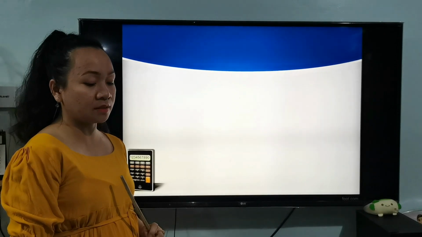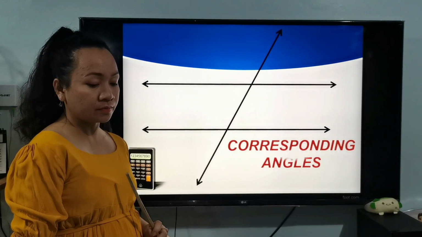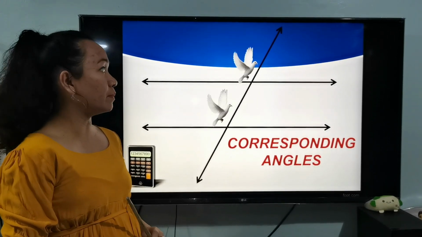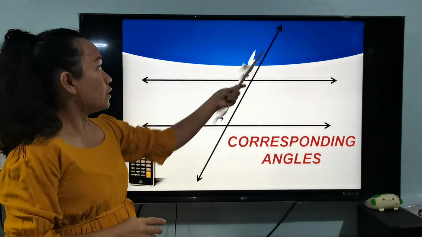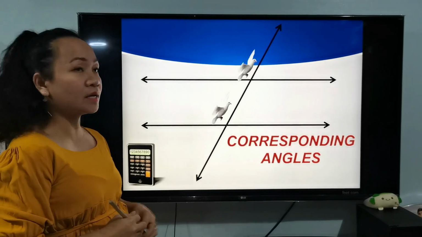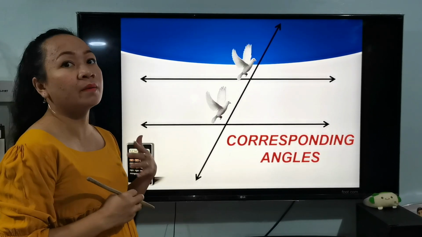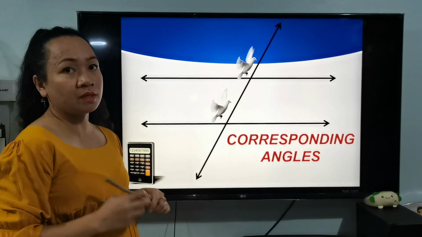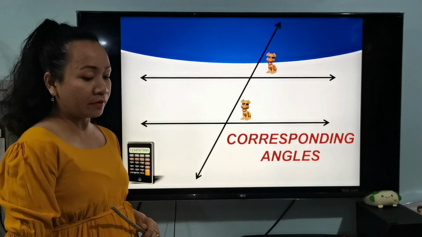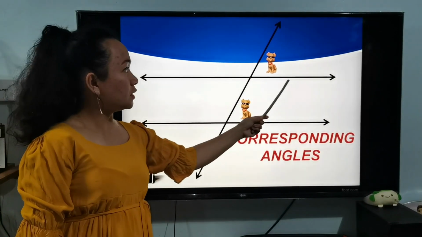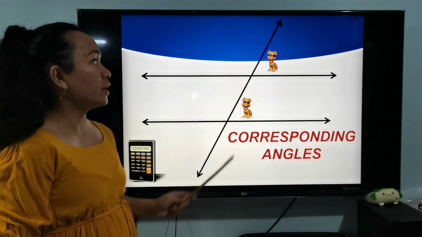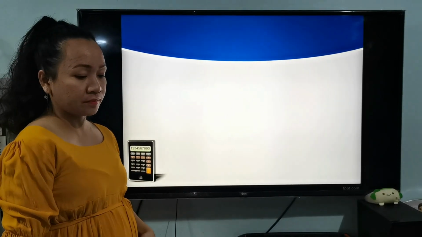Okay, next, let's proceed to corresponding angles. When we say corresponding angles, this is an example. We are given a bird. This angle corresponds to this angle. So as you can see, where the birds are being placed. Another example of corresponding angles, we have this angle. The dog is being placed in this angle. Another one here. So, they are corresponding angles.